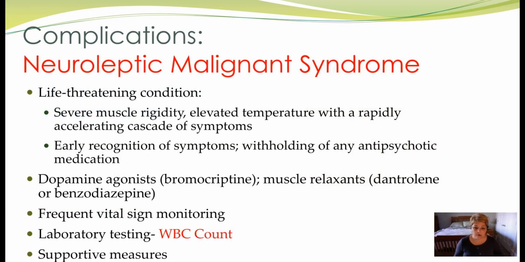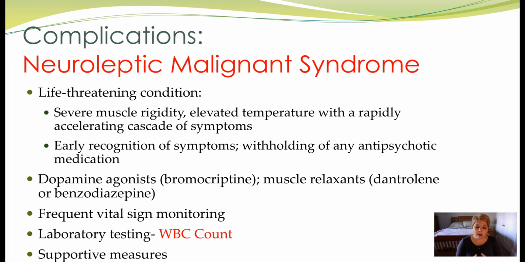All right, let's talk about neuroleptic malignant syndrome. It is almost always going to occur with a second generation antipsychotic medication. This side effect is potentially life-threatening. It looks like severe muscle rigidity. They have an elevated body temperature, and once it starts to elevate, it elevates quickly. It's a snowballing effect, so once you start seeing the symptoms, you need to address it very, very quickly.